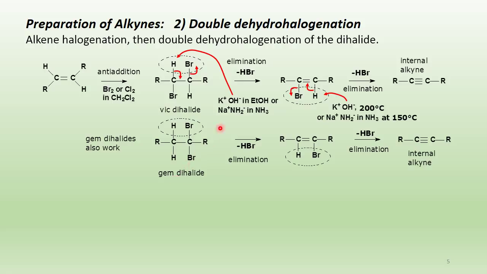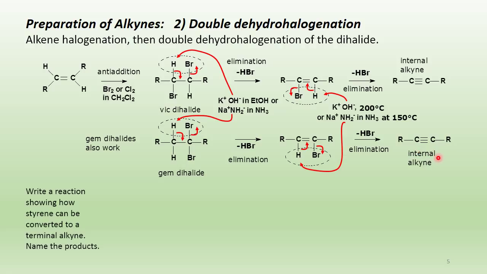Our strong base, in this case I'll use sodium amide, can't strike the back of a secondary or tertiary alkyl halide here, and so it abstracts a hydrogen from the beta carbon. The electrons fall back to form the pi bond. The leaving group leaves, giving us the alkene, on which we can carry out a second dehydrohalogenation using another equivalent of sodium amide at high temperature. The process is the same, giving us the alkyne. So let's get some practice with that.